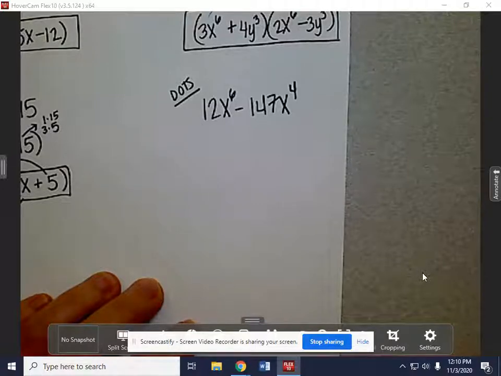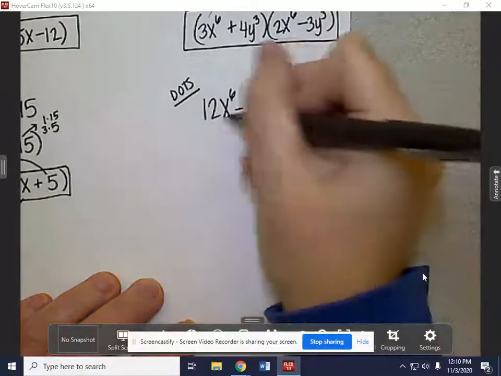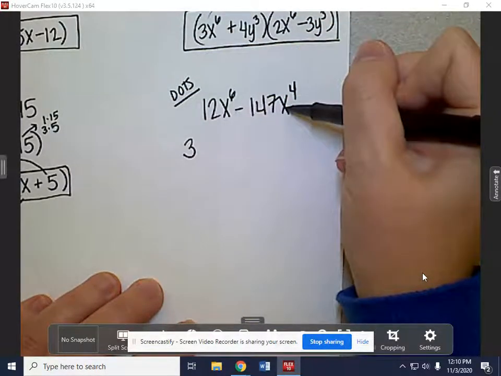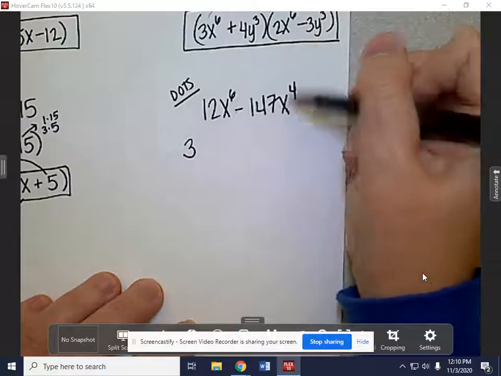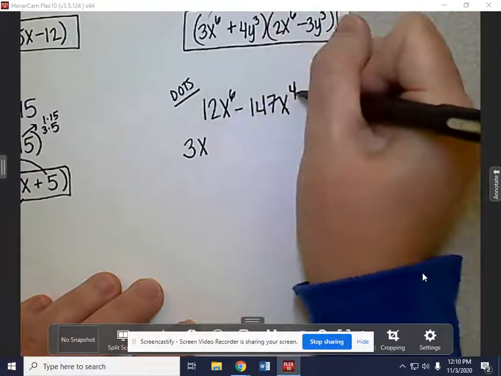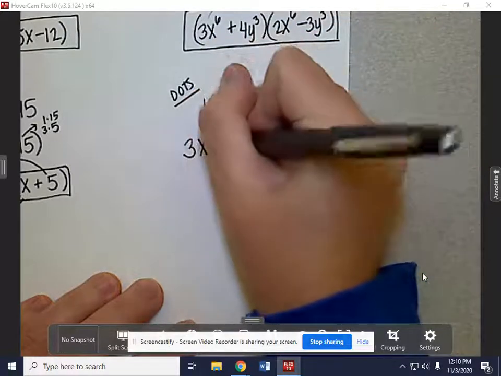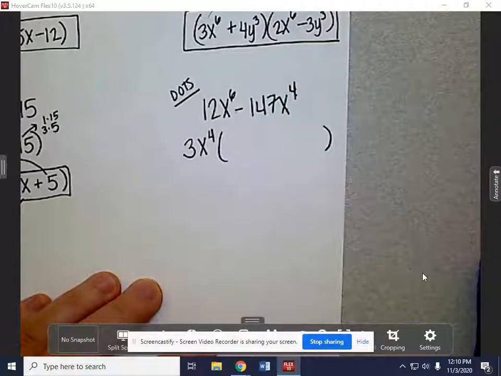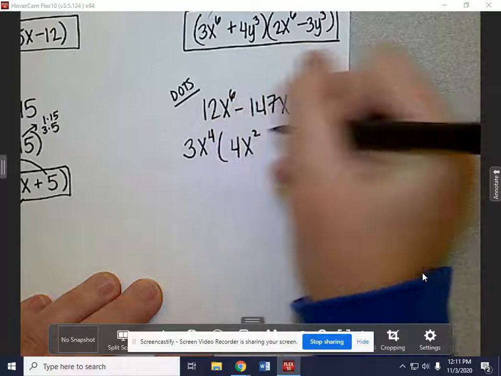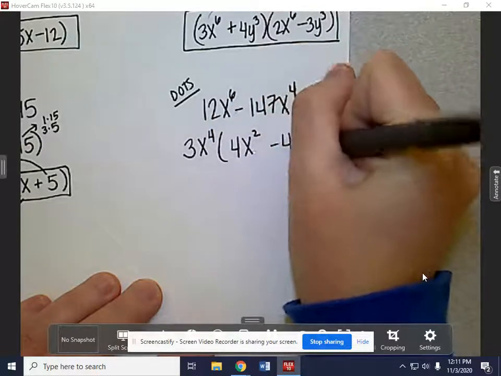This is always your hint, and this is something you should be doing for every problem anyway: is there a GCF? And there is. These are both divisible by 3. I'm also noticing that they both have x's, so they have that in common as well. When they both have x, you take the one with the lower exponent. So they have 3x to the fourth as a common factor. Once I divide that out, I'll be left with 4x squared minus 49.